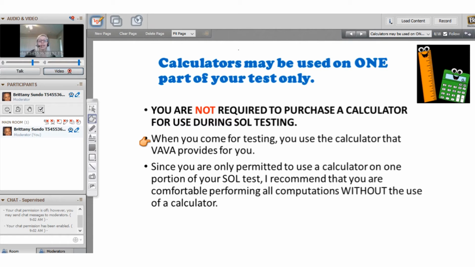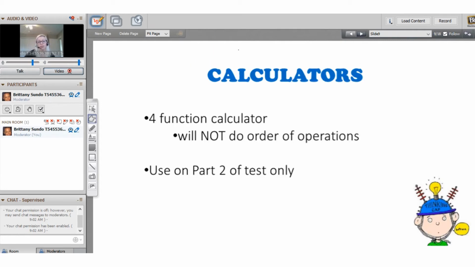When you come to your test site, there will be a calculator provided for you from our VAVA staff. Since you are only permitted to use a calculator on that one portion of the SOL test, we recommend that you're very comfortable performing all computations without that calculator. You will know exactly when you are supposed to use your calculator because a teacher or a staff member or a proctor will hand you a calculator during that portion of the test. So you'll know exactly when you are allowed to use it.